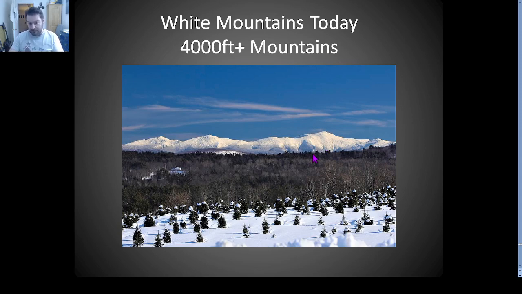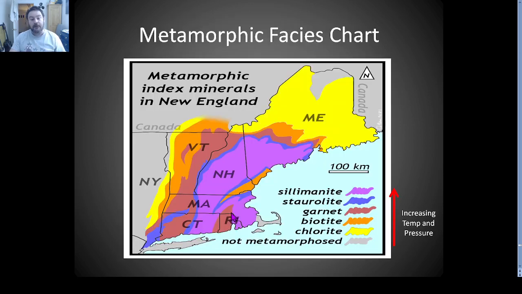But the point being is that these went from shales and siltstones to something much harder. And the only way that could have happened is if they were buried for a long time, and they had a lot of heat and a lot of pressure put onto them. And that's what this map shows me. Isn't that funny that the White Mountains are pretty much right here, and sillimanite is one of the highest formed metamorphic minerals that we know of. And sillimanite is only formed under high pressure and high temperature. It is a very high order metamorphic rock.